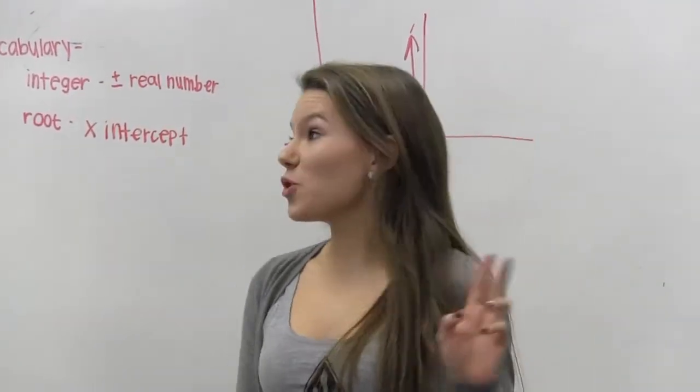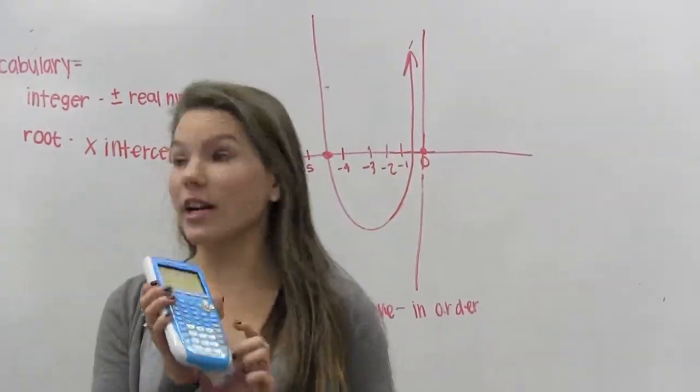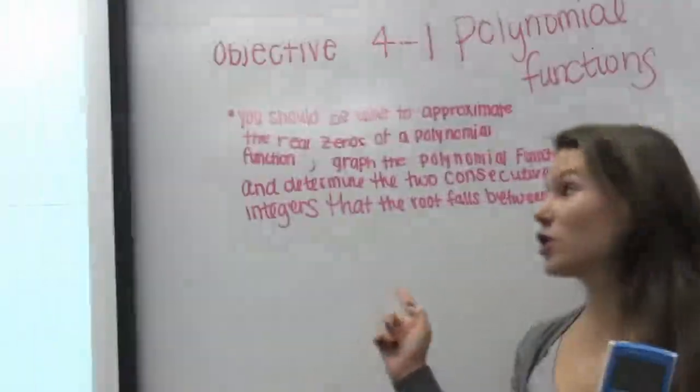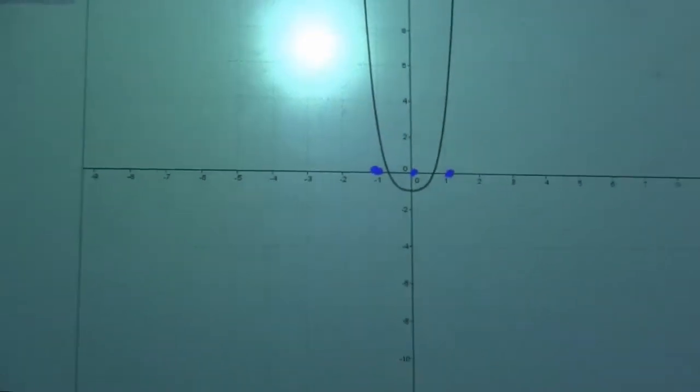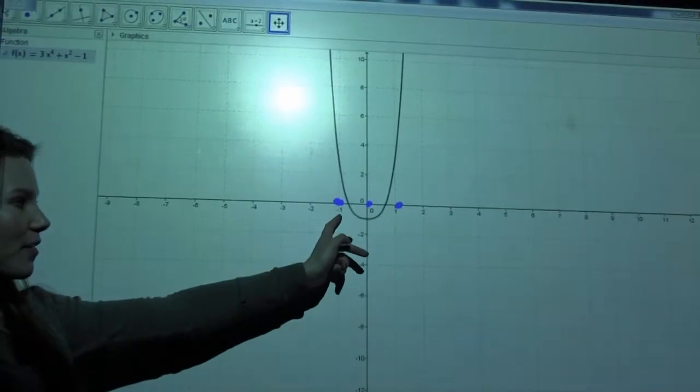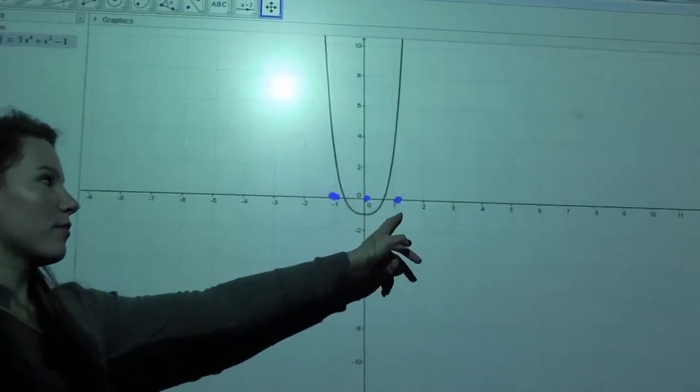We're going to do this problem two ways, once on a graphing calculator and once on this really cool program called GeoGebra. Another way you can do this problem is this really cool tool called GeoGebra. And so this problem is 3x to the fourth plus x to the second minus 1. And so as you can see up on the board, the roots are between 0 and -1, 0 and 1.